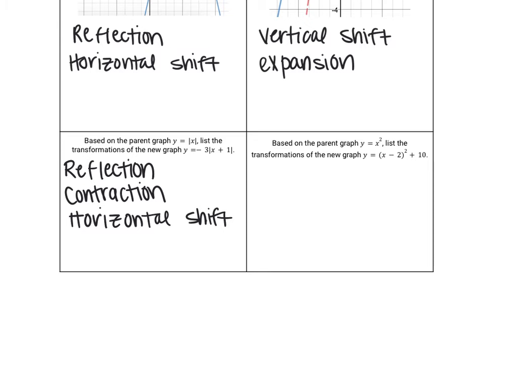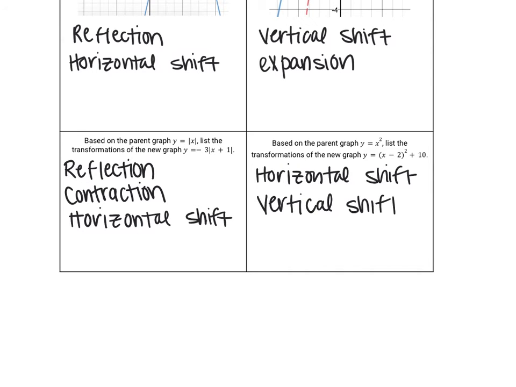Okay. The last one we're given is the parent graph of the quadratic, y equals x squared. And we have our new graph, y equals x minus 2 squared plus 10. So we always use vertex form to identify transformations. So inside the function, we have the x minus 2. So inside the function means moving left or right. So we have a horizontal shift. Specifically, we moved right 2. And then lastly, we have that plus 10. So outside the function with the adding and subtracting, that moves up or down. So that is a vertical shift, more specifically, up 10.